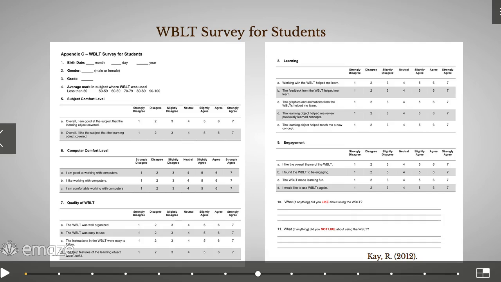Since I was only able to deploy this on last Thursday, a thorough analysis of the survey data has not been done. Therefore, I will share with you the results anecdotally. So 11 people participated, 8 responded. All 8 rated the WBLT with a 5, 6, or 7 on quality, learning, and engagement. Only one person rated it a 5, and that was in the learning category.